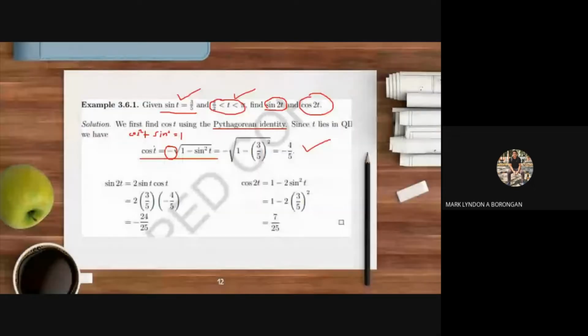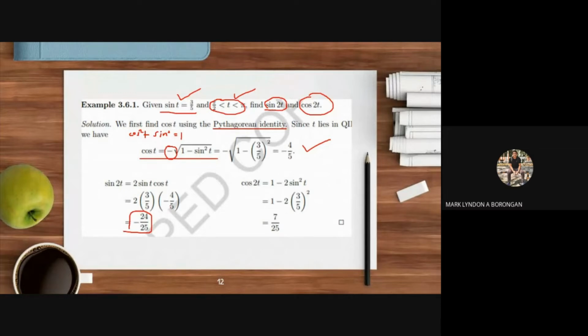So all you have to do is to replace the values. So copy lang ang 2. Atong sine of t is 3 over 5. And then ang ato ang cosine is negative 4 over 5. So simplify na to sila. You'll get the final answer of negative 24 over 25. So that is for your sine of 2t.